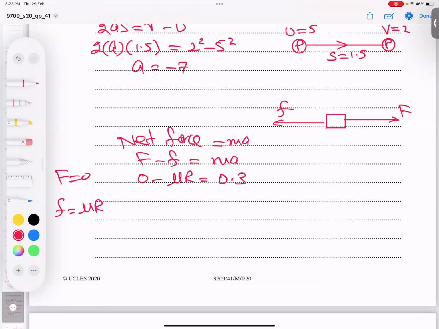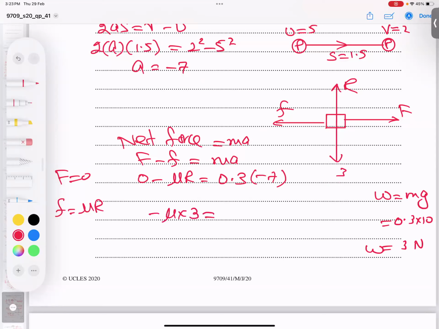Okay, mass is 0.3. Acceleration I just got -7. Now the thing is, what is this R, the downward-acting weight component? So what is the weight component? W is mg. So mass is 0.3 and g is 10 always. I get 3 newtons. So R value is 3 newtons. So I get negative mu into 3 equals 0.3 times -7. So mu becomes what? Negative cancels out from both sides, and I get 0.3 into 7 divided by 3. And I get 0.7, the coefficient of friction.